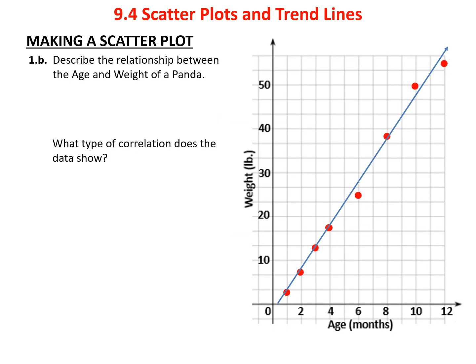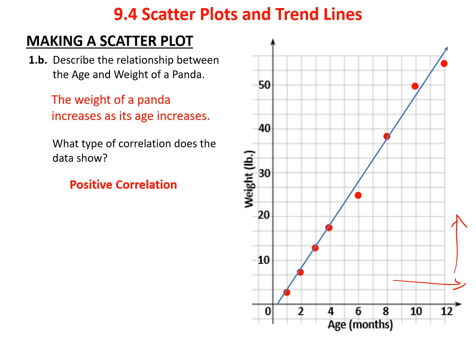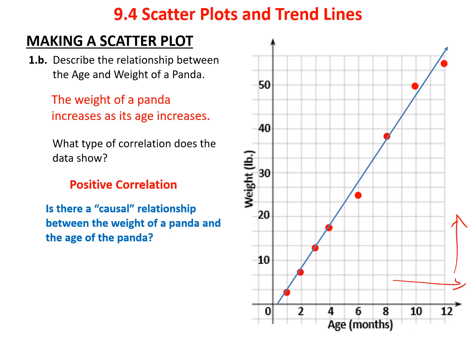Now, describe the relationship between the age and the weight of the panda. As it gets older, what happens to its weight? As the age increases this way, the weight is going up. All right? So that's the relationship. The weight of a panda increases as it gets older, as the age increases. So what kind of correlation is this? This is positive correlation. Positive because as the age increases, the x increases, the y increases as well.